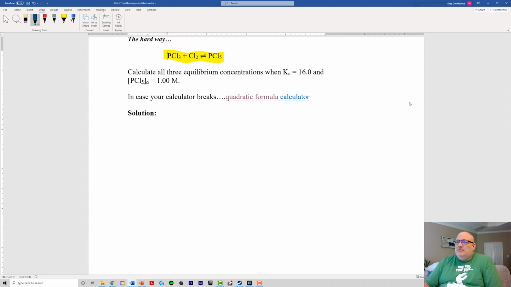So I'm going to set it up here as PCl5 going to PCl3 plus Cl2, and I'm going to make my ICE table next to it. Initially, for PCl5, they give us 1.00 molar, and they give us 0 and 0 of these two things.